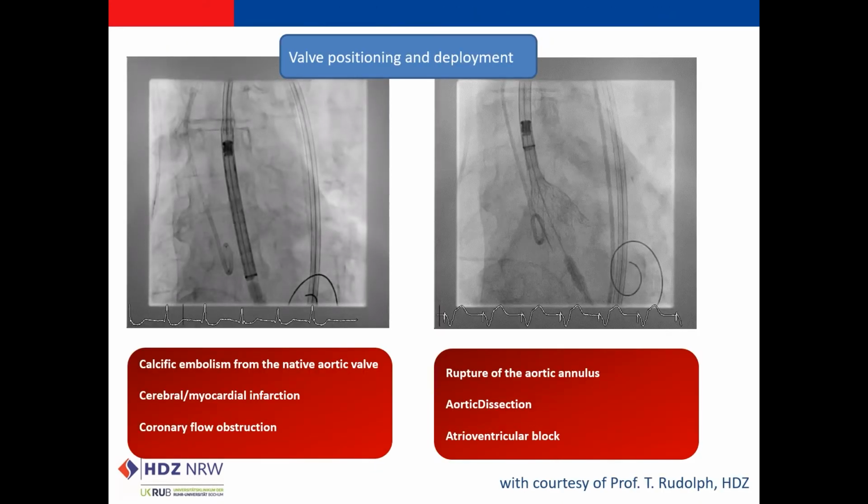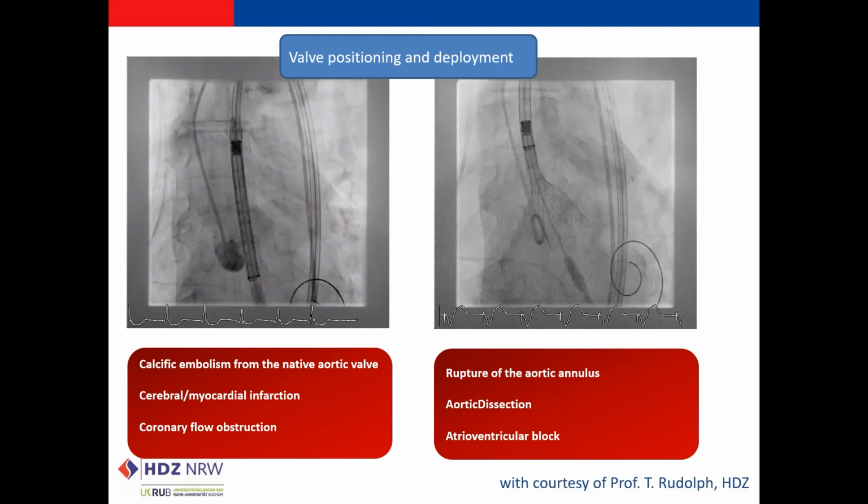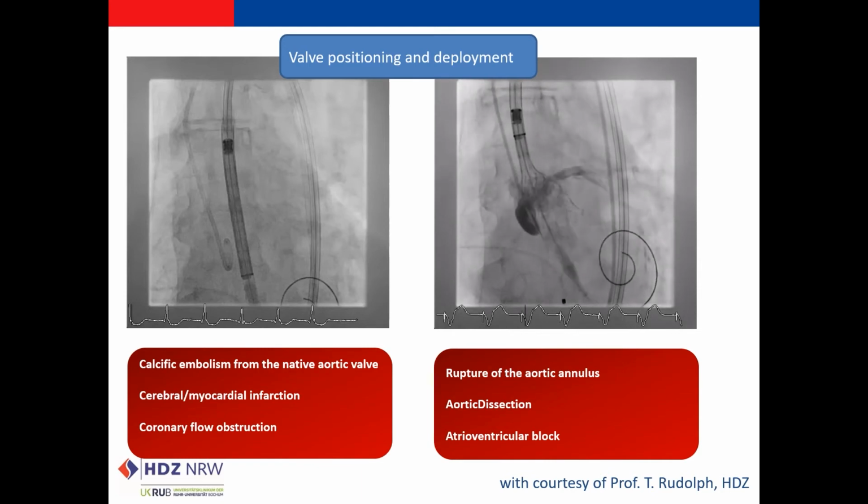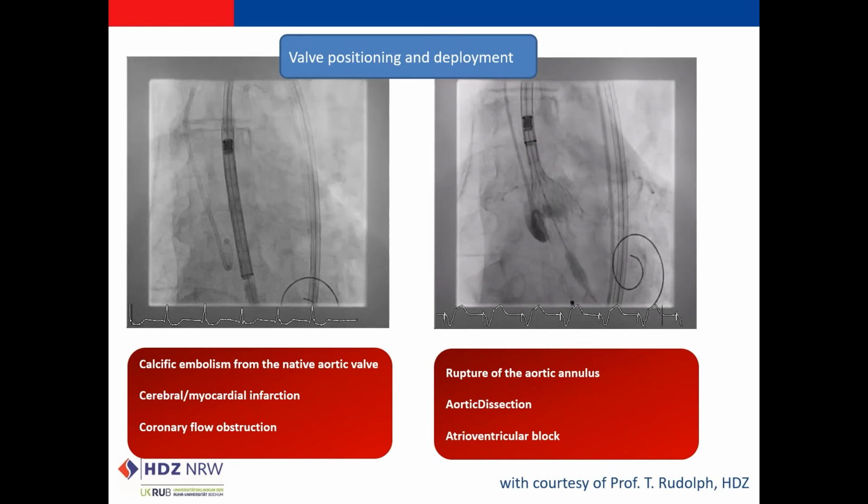So the next steps are the valve positioning and the deployment on this slide. This is a very critical period because calcific embolism, coronary flow obstruction, aortic dissection, or even rupture of the aortic annulus can occur as possible complications.